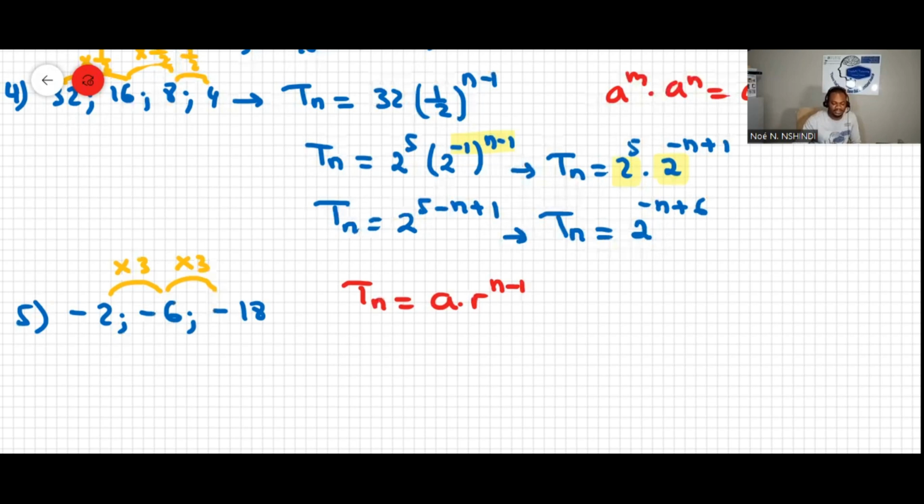Where a is the first term, T1, and r is the constant ratio. So we can substitute using this formula. Tn will be equal to, the first term is -2, and the constant ratio is 3. So I don't really need to put brackets there. -2 multiplied by 3 to the power of what? N minus 1.